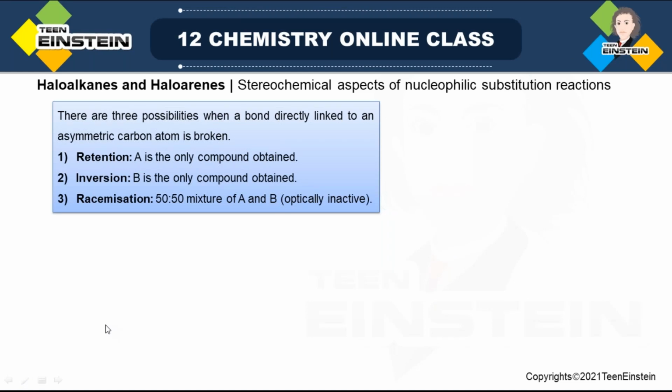Hello everyone. Last day we started stereochemical aspects of nucleophilic substitution reaction, and today we will finish it. After that we will compare the features of SN1 reaction and SN2 reaction. These two are basically mechanisms, so better we say we will compare the mechanism of SN1 and SN2, and then there will be some related problems, and after finishing that we will start factors that affect nucleophilic substitution reaction.